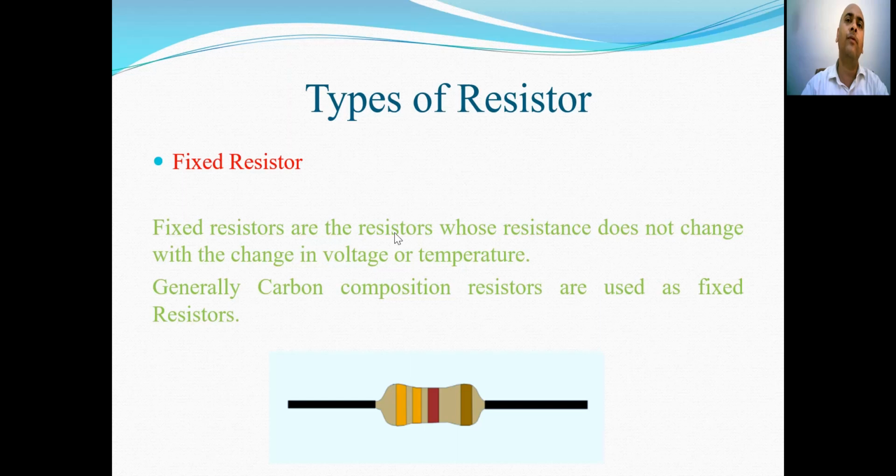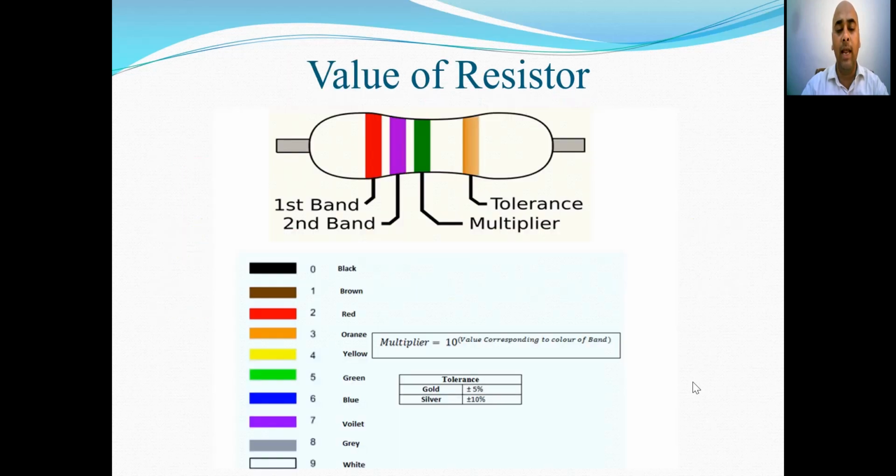So in types of resistor, the first one is fixed resistor. As the name suggests, fixed resistors are the resistors whose resistances do not change with voltage or with temperature. Generally, carbon composition resistors are used as fixed resistors. A type of fixed resistor is shown in the slide.